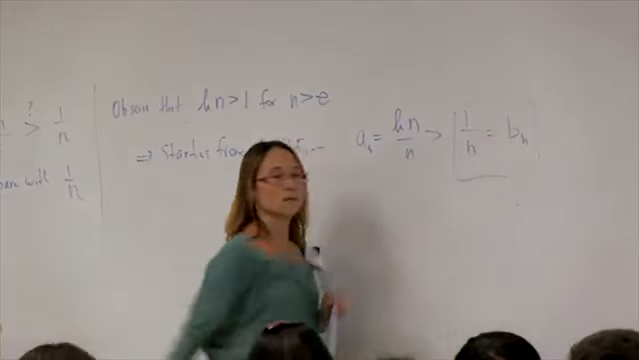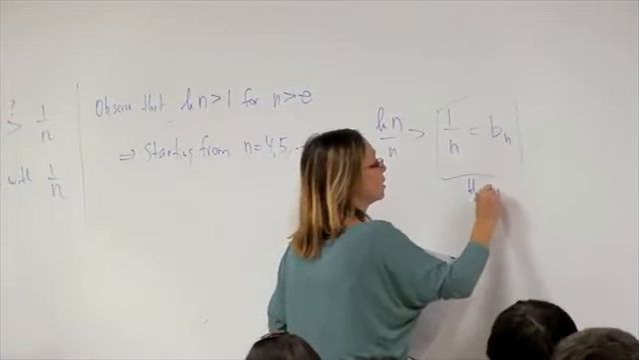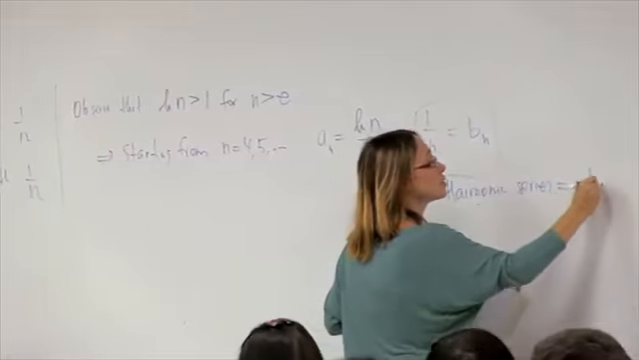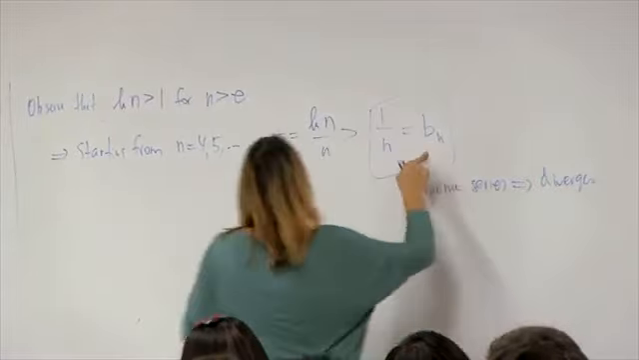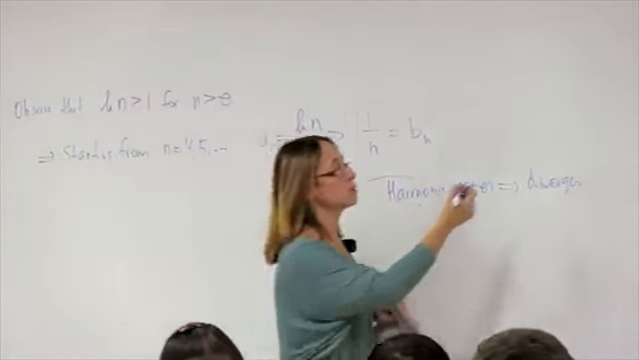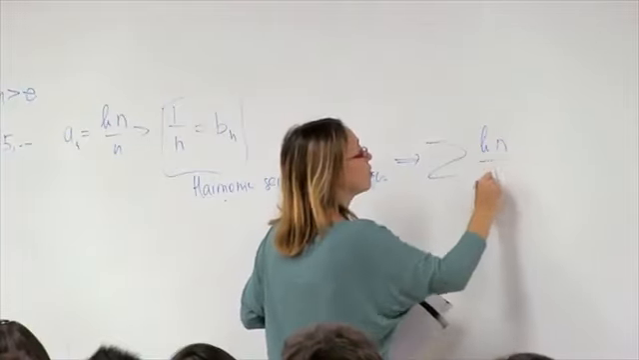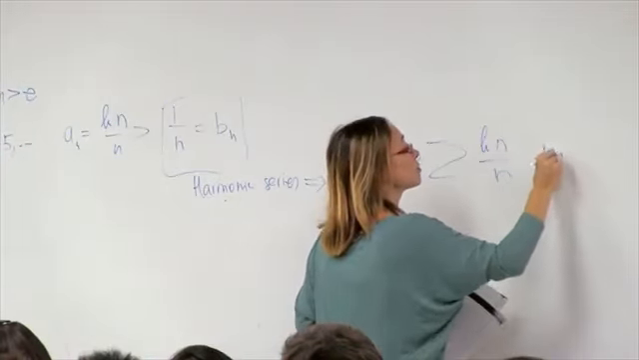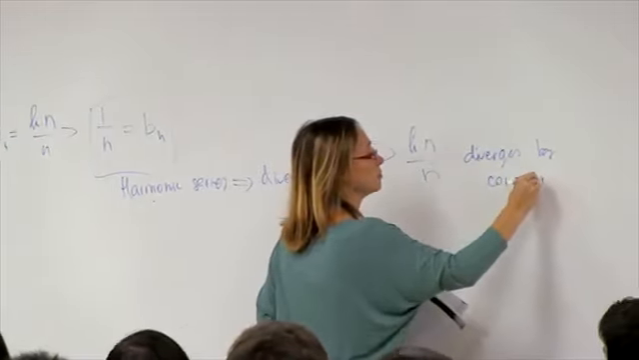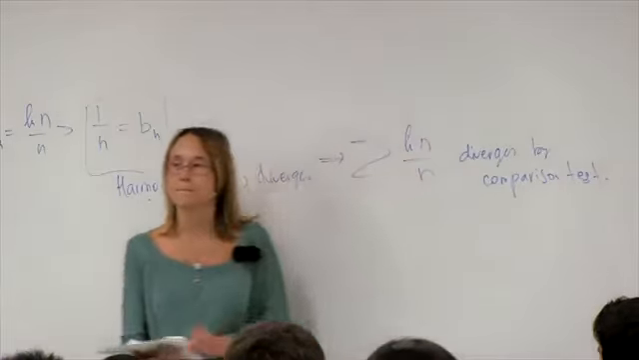We know everything about this sequence. This is a harmonic series, it diverges. So this diverges, and this is even bigger. It's greater than the diverging sequence, so it diverges itself. We conclude that log n over n diverges by comparison test. Okay. Questions?